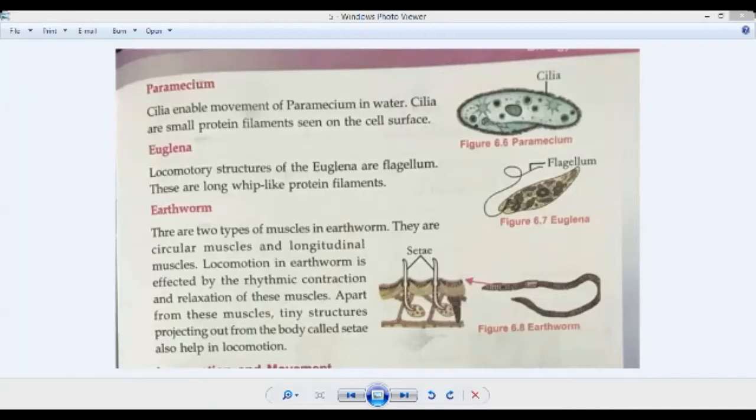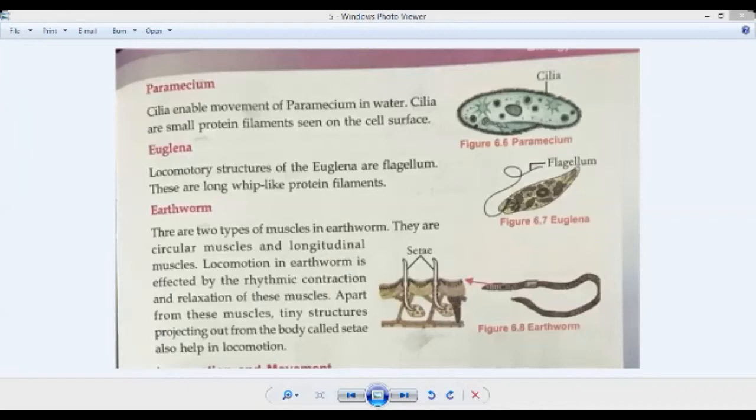Okay. Then euglena. The locomotory structure of the euglena is the flagella. You can see in the picture a structure named flagella. These are long whip-like protein filaments. Whip means chatavara. So you can see in the picture itself. It's a long whip-like protein filament. That's a flagella, and that flagella helps the euglena in movement. And the E is silent, that's why we pronounce it as euglena. Is it clear for you?